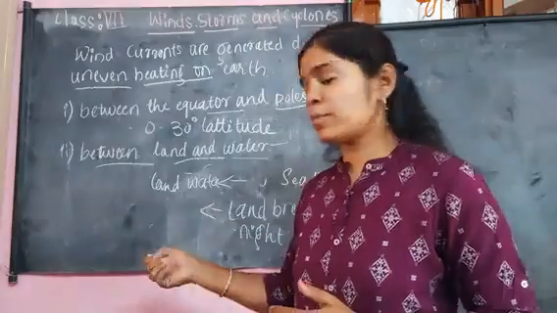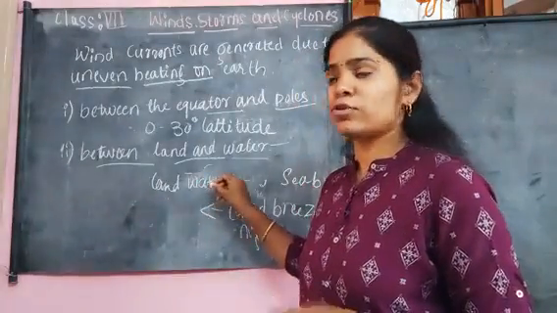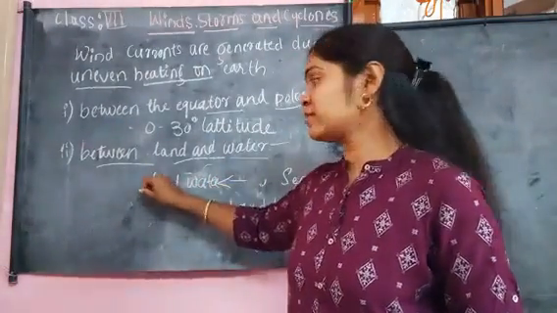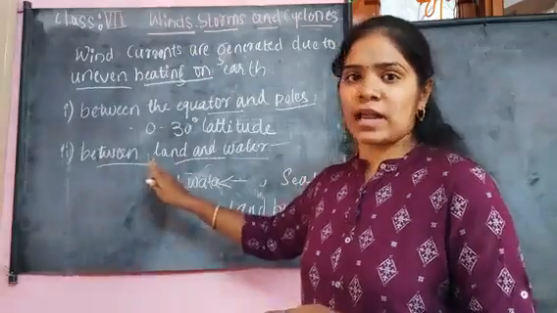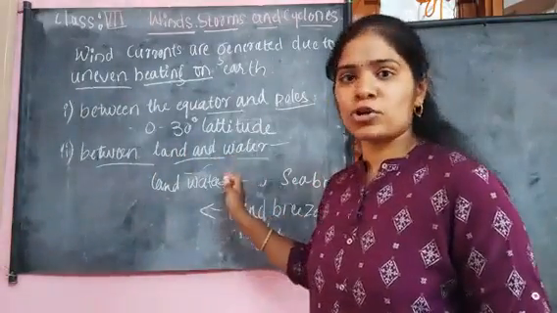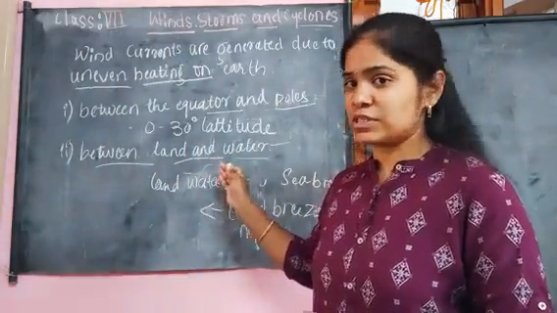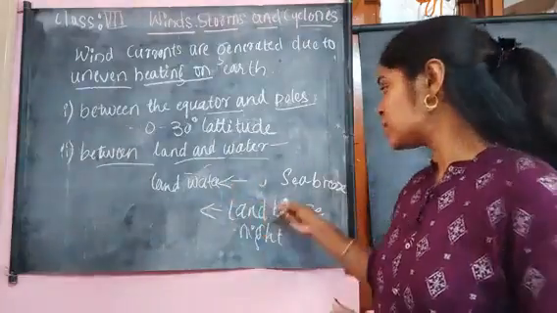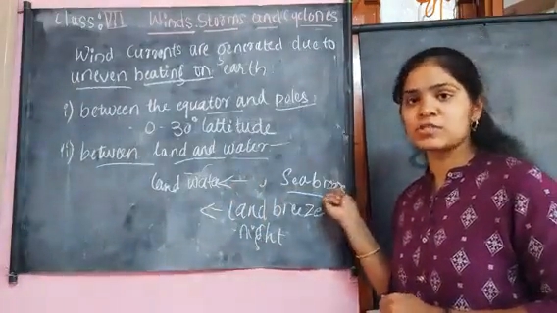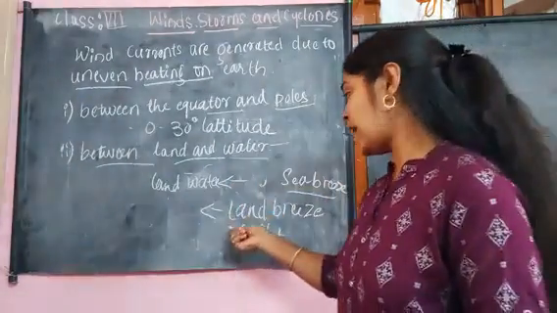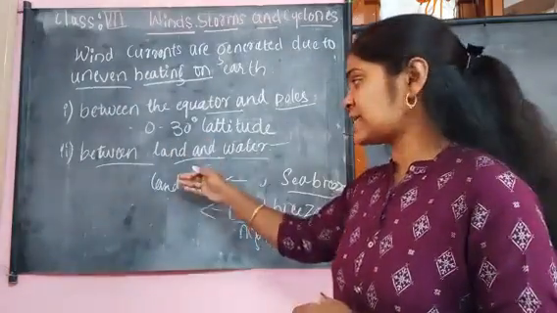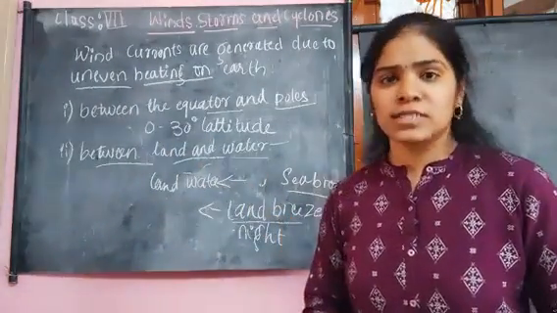In this case, what happens? The winds from the water start to move towards the land, and the warmer air from the land starts to move towards the water region or ocean regions. So in this case, the sea breeze occurs. Now, during the land breeze, what happens? It is exactly the reverse of the sea breeze.